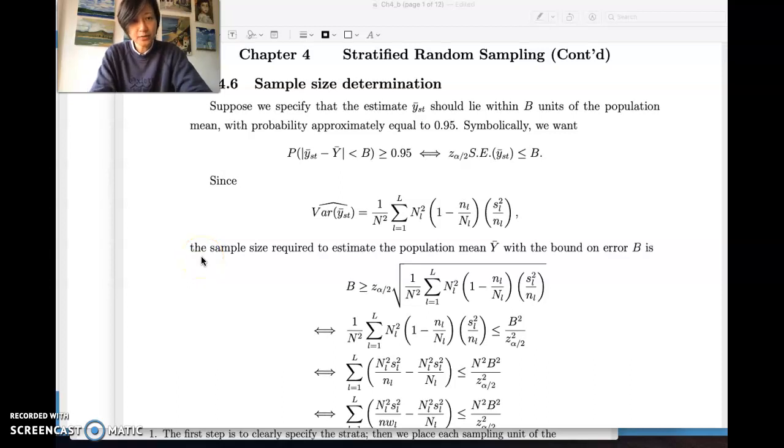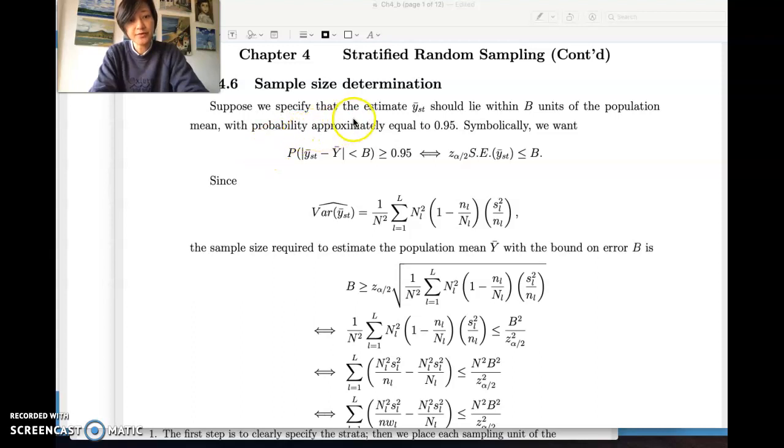All right, so the next thing we'd like to discuss is sample size determination. Following the same procedure as chapter 3, simple random sampling, under stratified random sampling, if we decide to conduct a survey, again we need to determine the sample size.